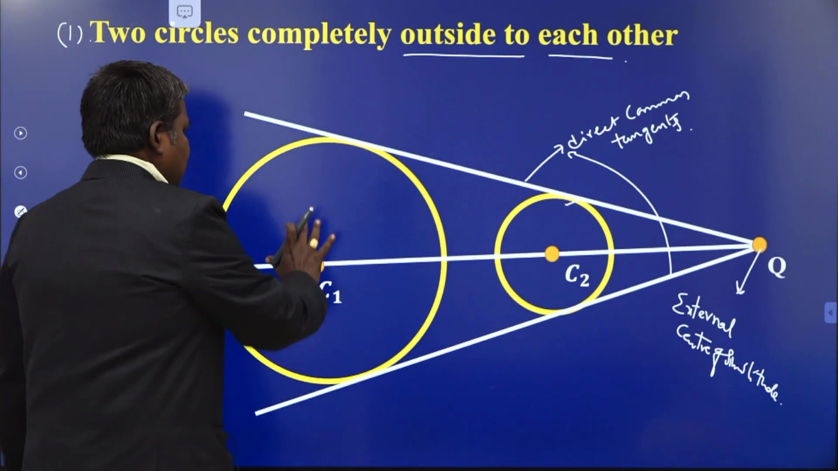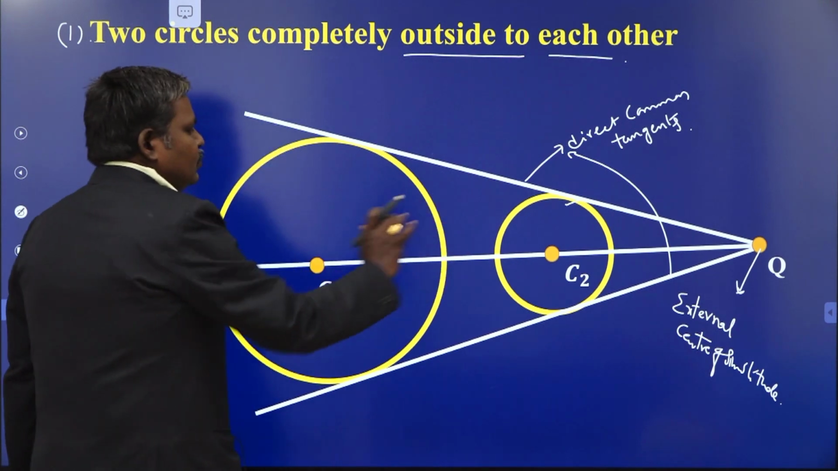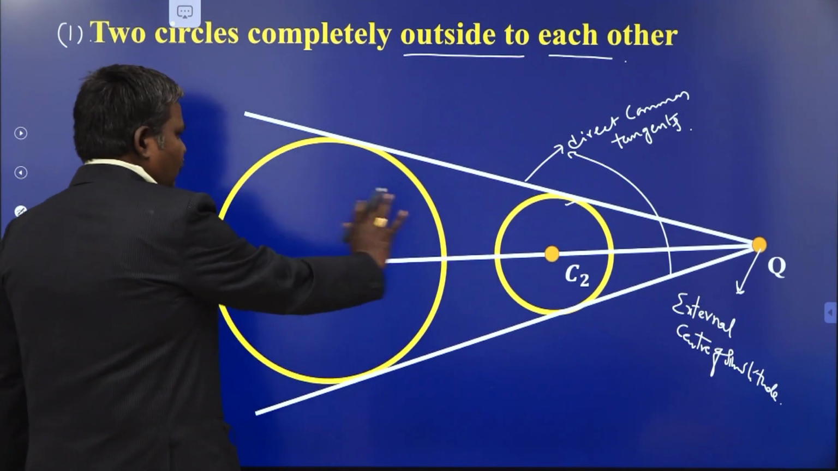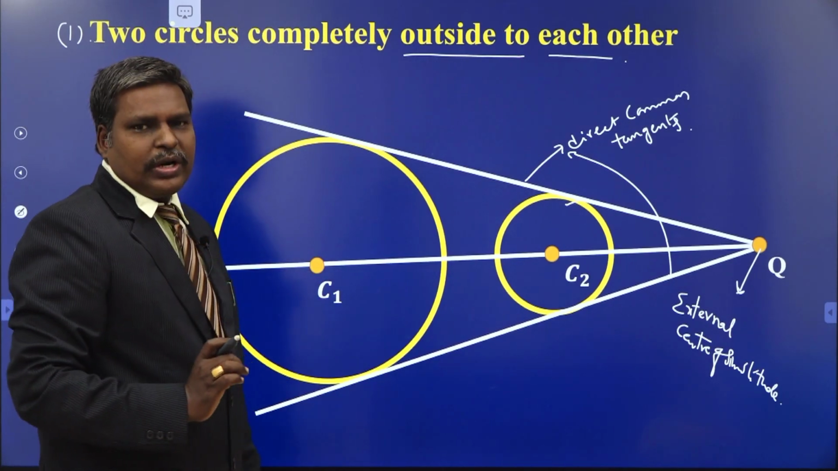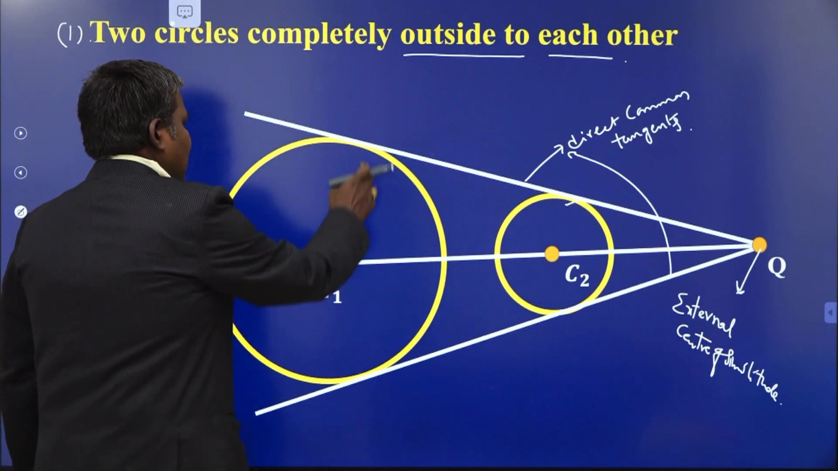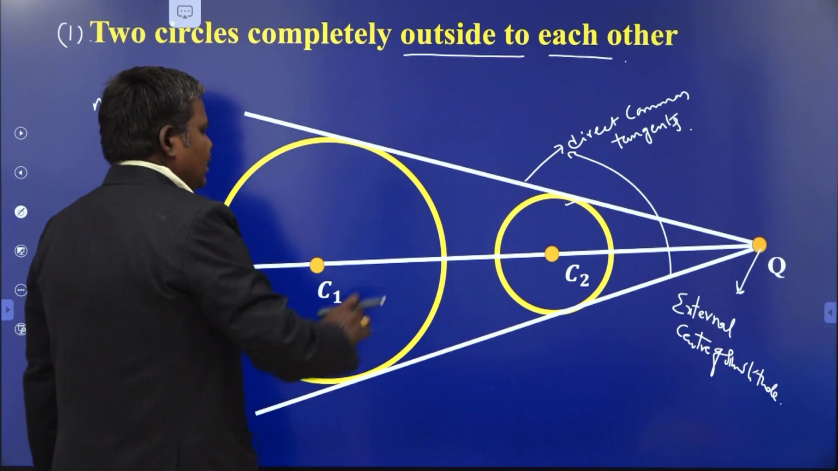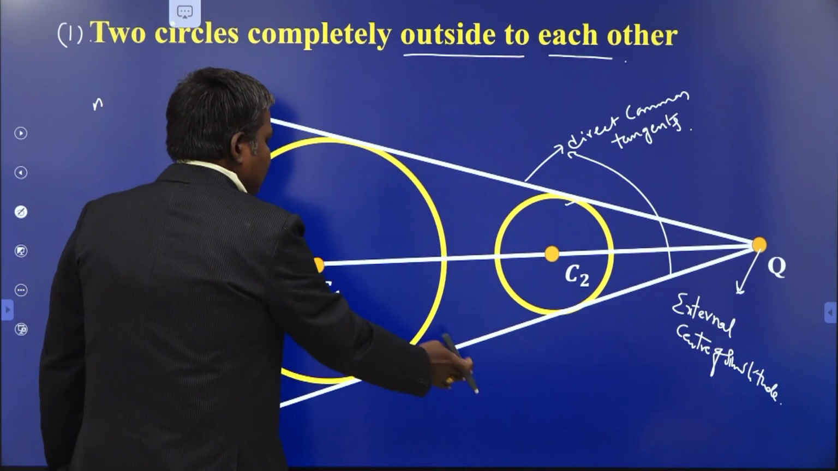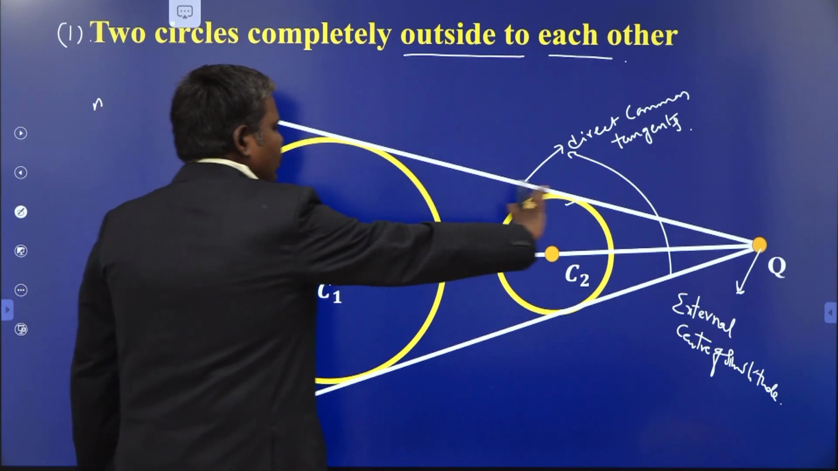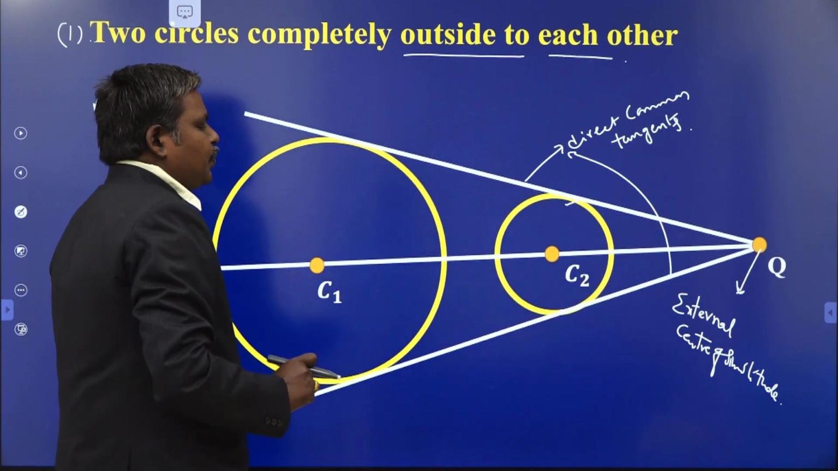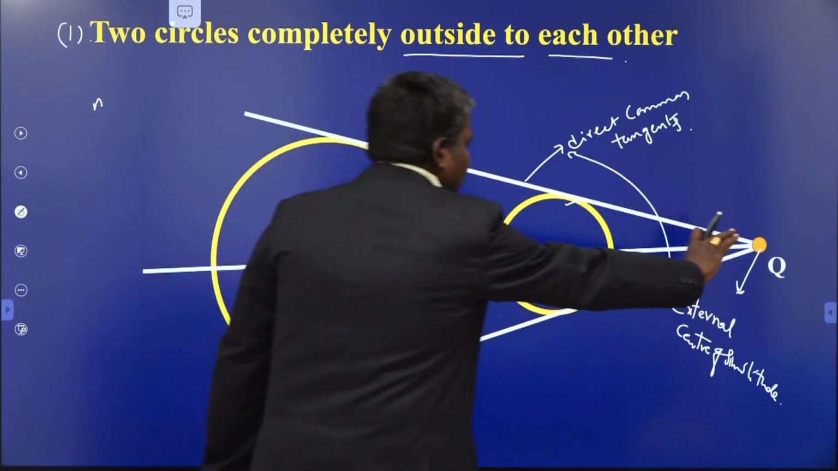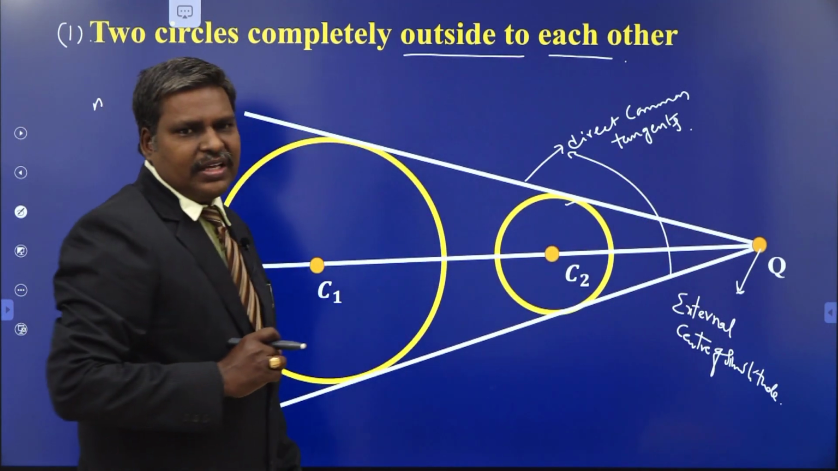Up to now we discussed these two circles completely outside to each other. These are the corresponding centers. At that time there exist two direct common tangents, that is, they are on the same side of the centers of the circles. So this is the line on the same side of these two centers, and this is another line on the same side of these two centers. These two intersect at that point Q, and that point is called the external center of similitude. So a direct common tangent always passes through the external center of similitude.